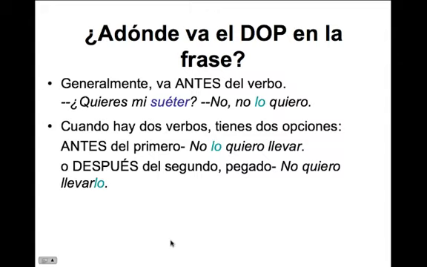When there are two verbs, you have two options. First, you can put it before both of the verbs. No lo quiero llevar. I don't want to wear it. So the two verbs are quiero and llevar. Or you could also put it after the second verb, pegado, attached to the end. So no quiero llevarlo. You may remember this is similar to the present progressive tense, how there were two ways to attach the reflexive pronoun, before or at the end of the second verb.